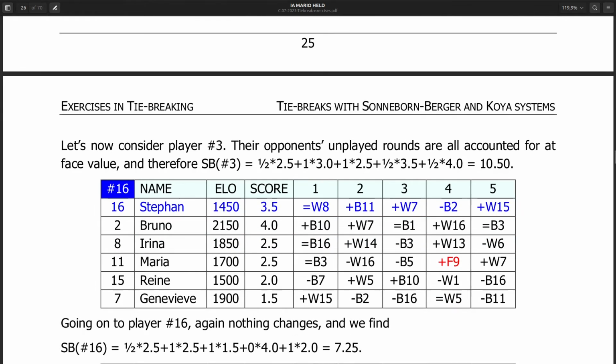And third example, Stephen. Draw against player number 8, 2.5, just half of these points, 1.25. Won against player number 11, 2.5. Won against player number 7, 1.5. Lost, so 0, nothing. And won against player number 15, 2 points. Sums up to 7.25.